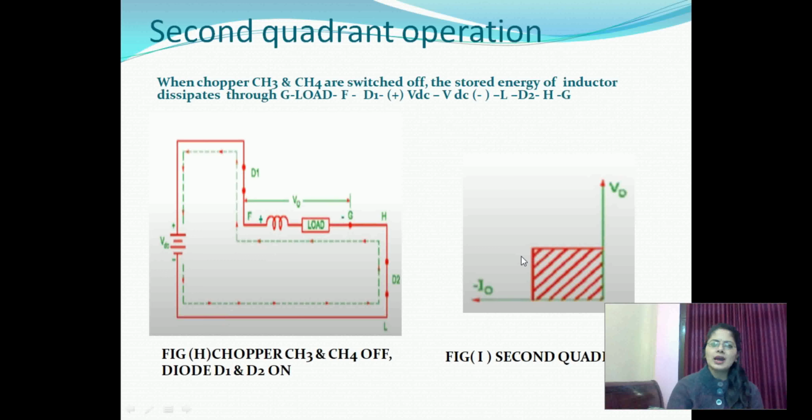So basically the Class E chopper is a four-quadrant operation. We discussed all quadrant operations: first quadrant operation, fourth quadrant operation, second quadrant operation, and third quadrant operation.